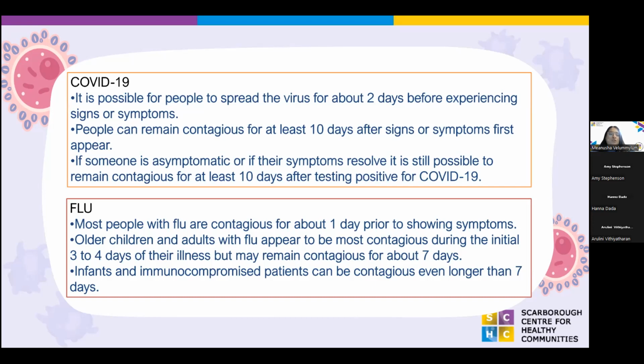So to review, for COVID-19, people can spread the virus 2 days before they start experiencing signs or symptoms. For the flu, people are contagious for about 1 day before showing symptoms. For COVID-19, you are contagious for at least 10 days after first showing signs or symptoms. And for the flu, older adults and children are contagious during the first 3 to 4 days, but they can remain contagious for about 7 days total.